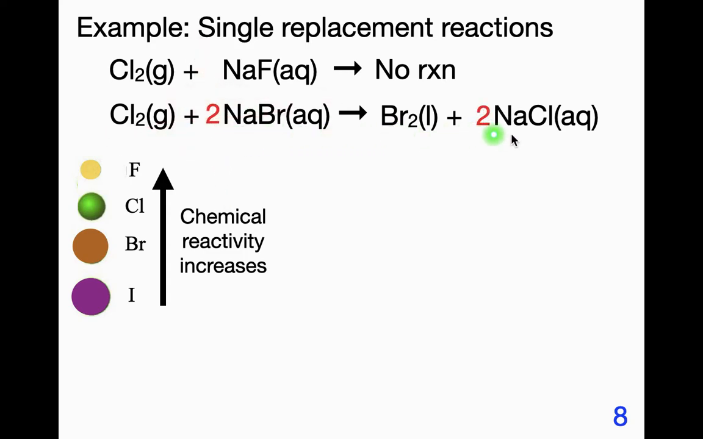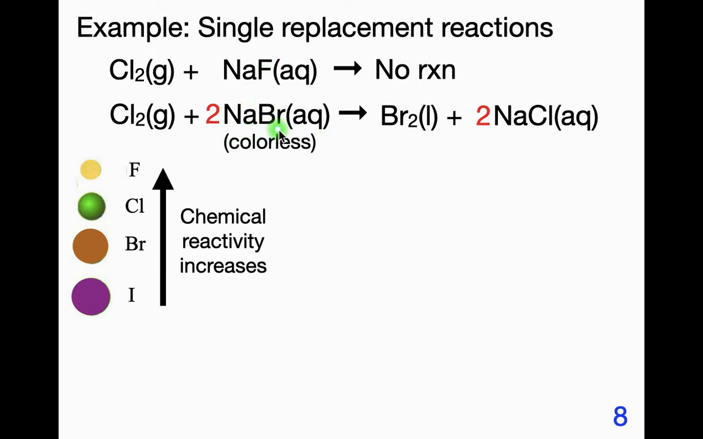And then to balance the equation. So we can tell this reaction will take place because chlorine is more reactive than bromine. This will not take place because chlorine is not more reactive than fluorine. All right, now there's one other thing that you need to know here.